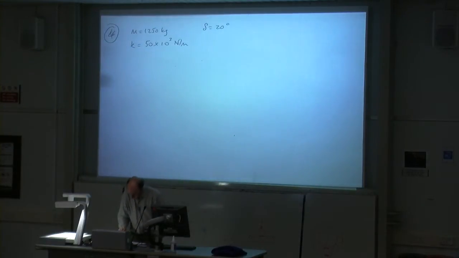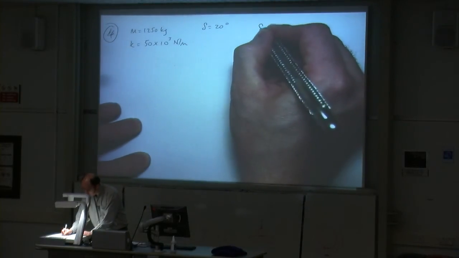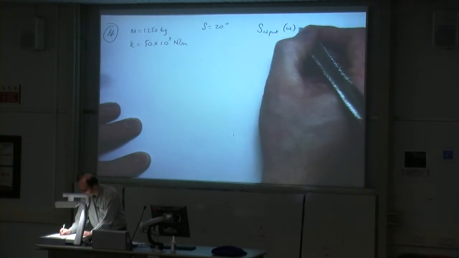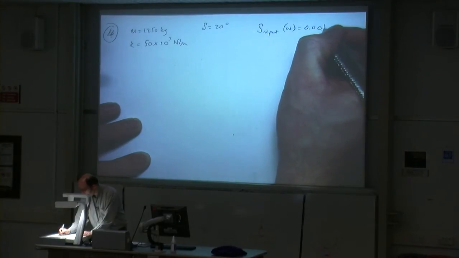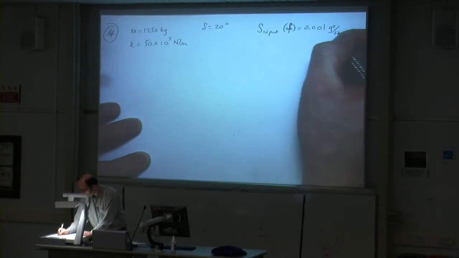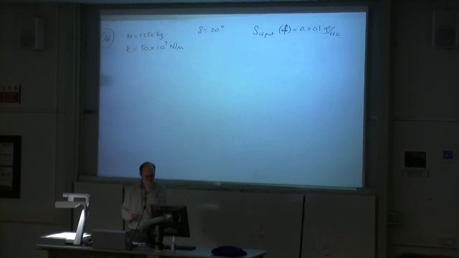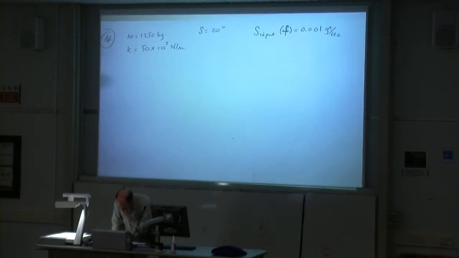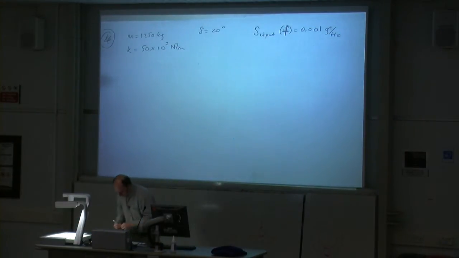It says it's driven over a road in which the vibrational input can be characterised approximately by a constant spectral level of 0.001 g squared per hertz. So if I write S input is 0.001 g squared per hertz, this is in terms of frequency in hertz, not frequency in radians per second. So there's our input. And the question is, find the root mean square vibrational acceleration level of the car.